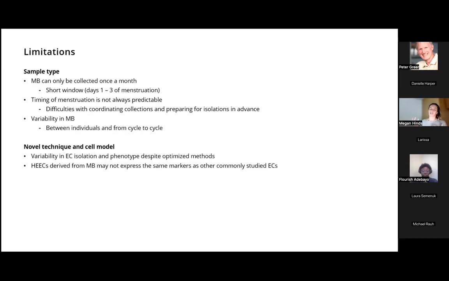So because there's variability in endothelial cell phenotype, it's kind of difficult to say 100% that I have endothelial cells. And of course, these cells may not express the same markers that we commonly use to study endothelial cells.